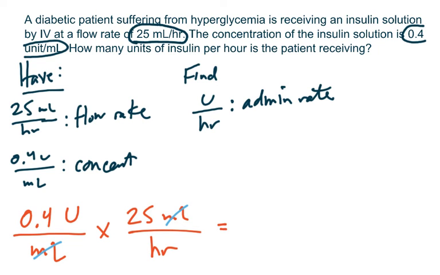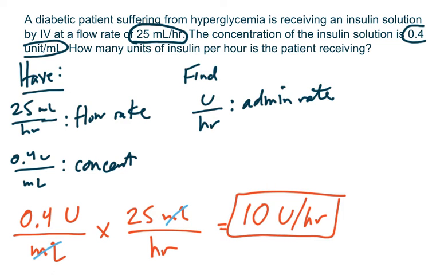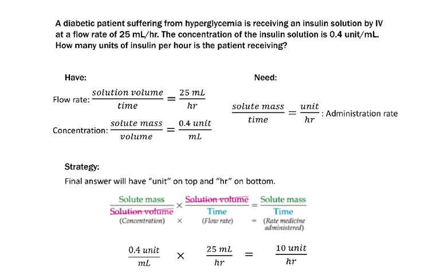Okay. And then we will multiply 0.4 times 25, and your patient is receiving 10 units of insulin per hour. Okay, so concentration times flow rate gives administration rate. And here was the slide with the work that we just went through. So you can pause it here and take a look at this if you want. And we'll move on after that to the next question.